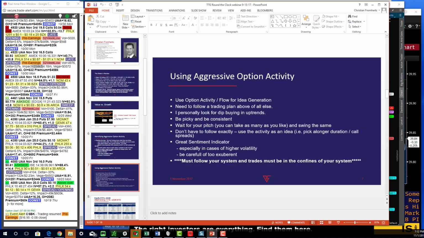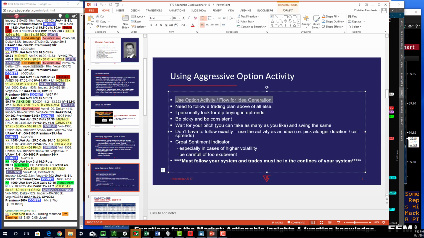So I mentioned the term one trick pony. I do not look at purely option activity, just because something was bought or sold, and say I'm going to buy it. That is also one of the stupidest things you could possibly do, because you need to have some other basis. You need to have a trading system, right? So what am I using the aggressive option activity for? I'm using it for idea generation.